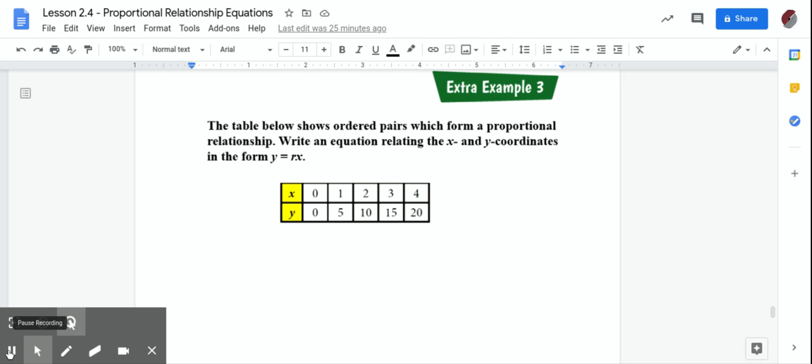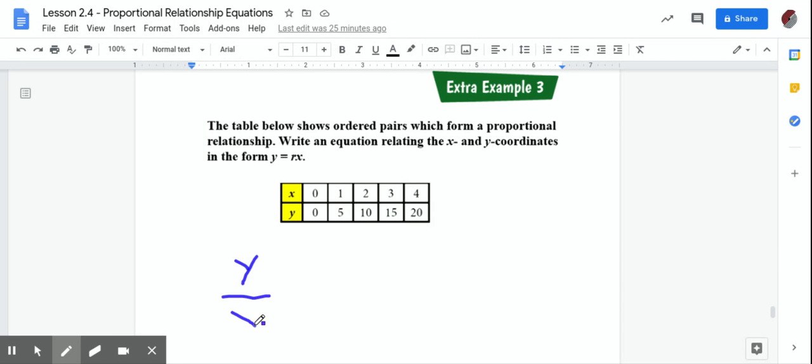You try. The table below shows ordered pairs which form a proportional relationship. Write an equation relating the x and y coordinates in the form of y equals rx. Make sure that as you're doing this, you remember that the y value is my numerator and my x value needs to be my denominator. And I would recommend picking these two numbers from my data set.